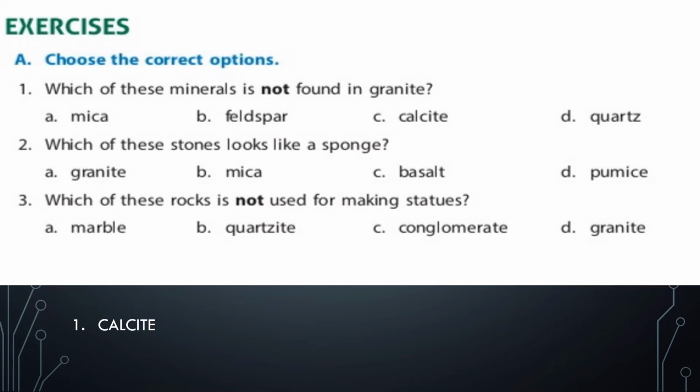Second question, which of these stones looks like a sponge? Options are granite, mica, basalt and pumice. What is the answer? Yes, answer is pumice. Then third question, which of these rocks is not used for making statues? There are 4 options: marble, quartzite, conglomerate and granite. The answer is conglomerate.